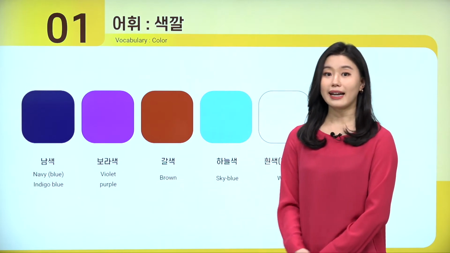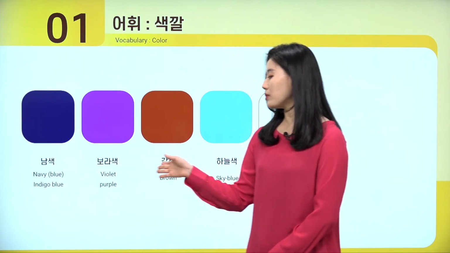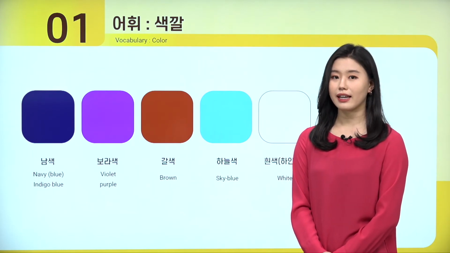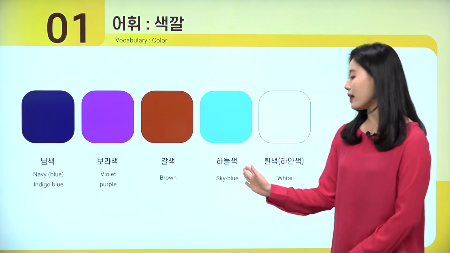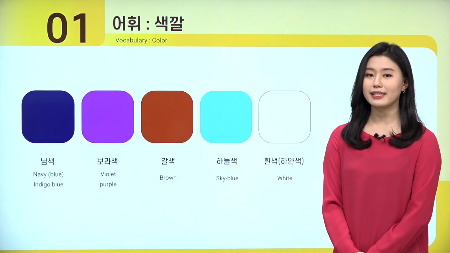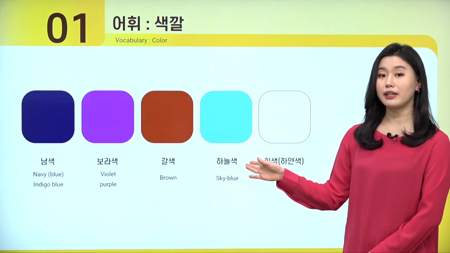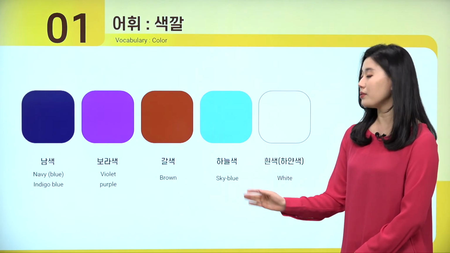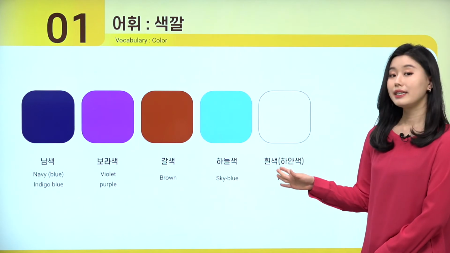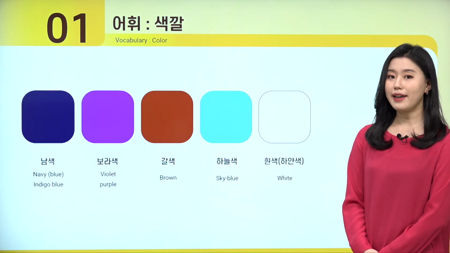Next one, brown, 갈색. Same as 남색, we don't say 갈; we must put 색 for brown color. Next one is sky blue. Unlike just blue, sky blue is a little bit lighter. So 하늘색. 하늘 means sky, so it's the same concept. Next one, white: 흰색 or 하얀색.